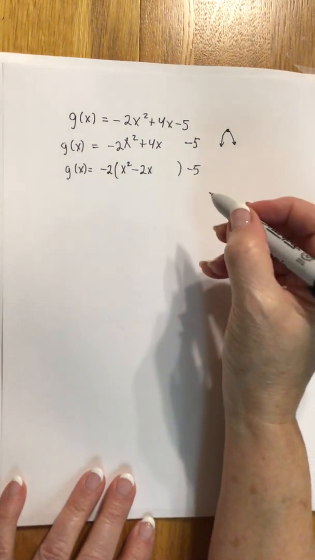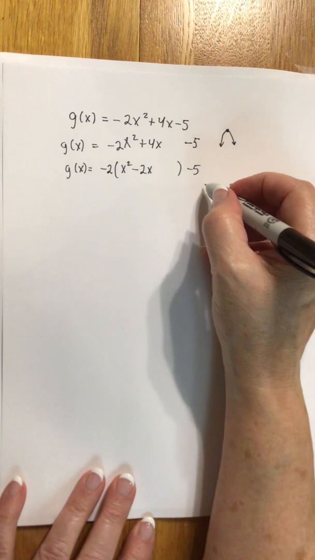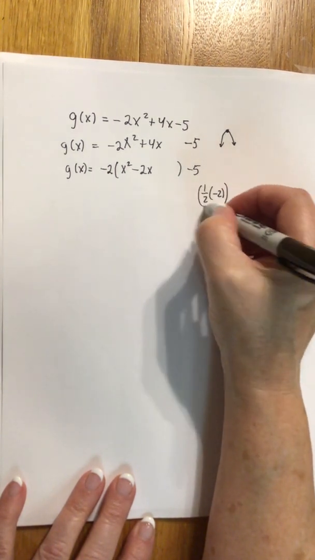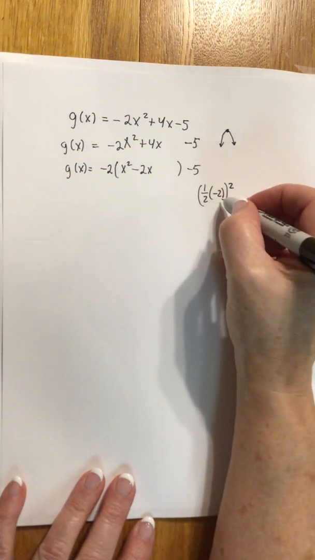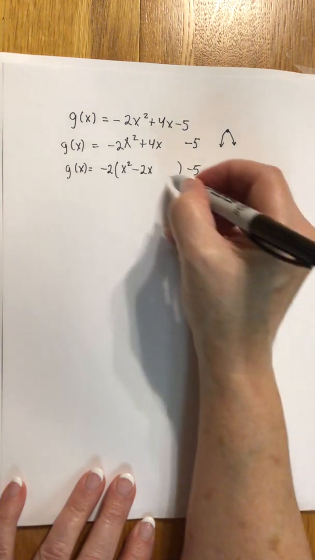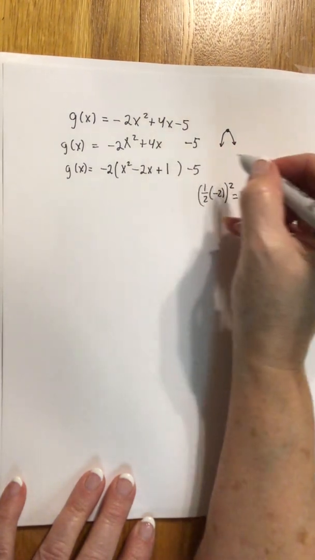So the next rule is to take half of b and square it. So half of negative 2 squared. So half of negative 2 would be negative 1. Negative 1 times negative 1 is positive 1. So I add positive 1 right here.